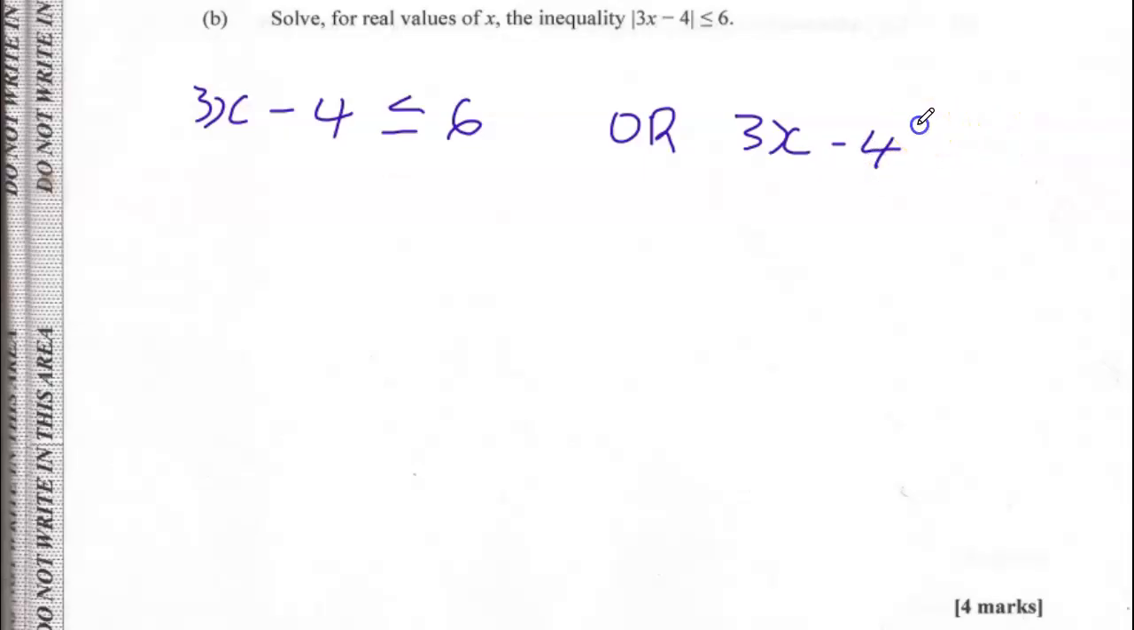We have an absolute value inequality here. Modulus inequality. The modulus of 3x minus 4 is less than or equal to 6. Alright, so we can take one of two approaches. We can let 3x minus 4 be less than or equal to 6, or we can say 3x minus 4 is greater than or equal to minus 6.